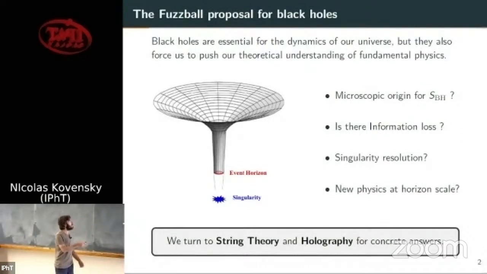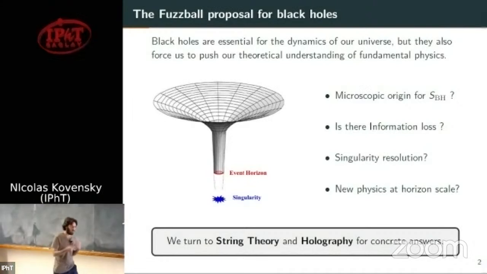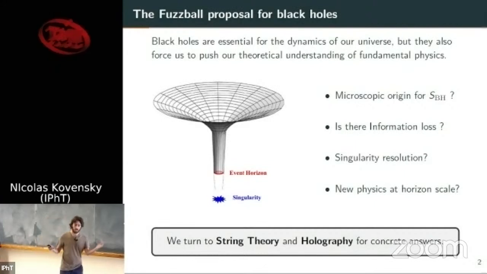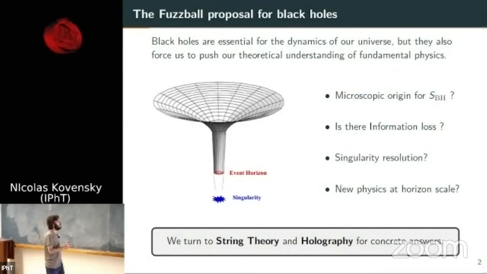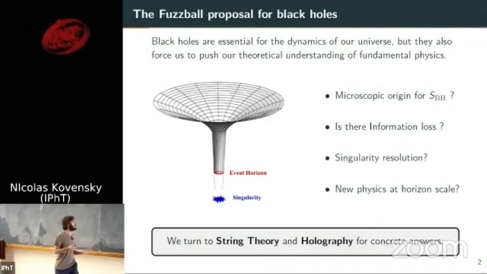Because we need to know a microscopic origin for their entropy. We need to know if there is information loss or not. We need to know how the UV resolves the singularity, and we also need to know what the physical horizon scale is. Many of these questions are addressed in the context of the fuzzball proposal, which is largely what we're discussing in this conference.